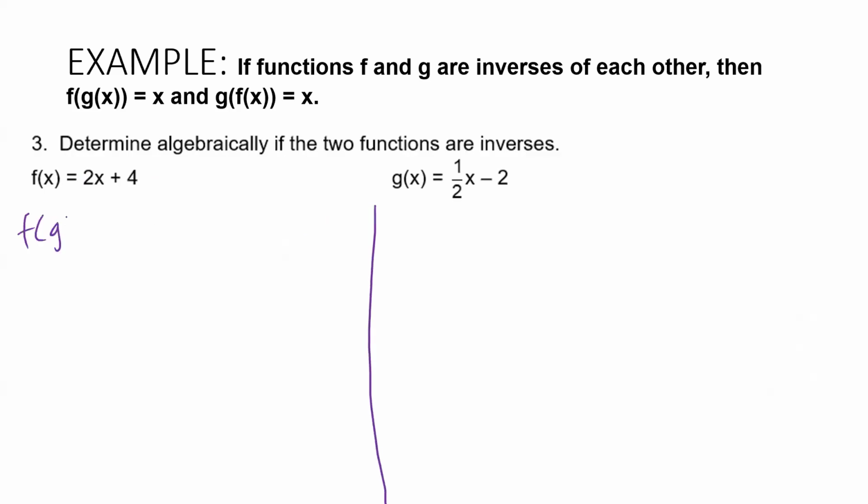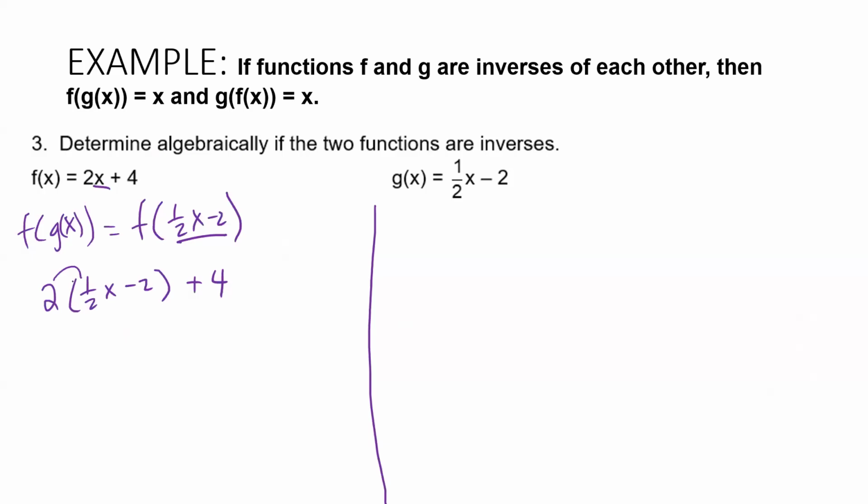We're going to split so I can have room. We're going to do f composed of g of x first, which means I'm doing f of 1/2 x minus 2. So everywhere there's x, it's going to become 1/2 x minus 2. That gives me 2 times (1/2 x minus 2) plus 4. I'm going to distribute, and that gives me half of 2 is 1, 2 times -2 is -4, plus 4. -4 plus 4 is 0, and I'm left with x. So f composed of g of x works.